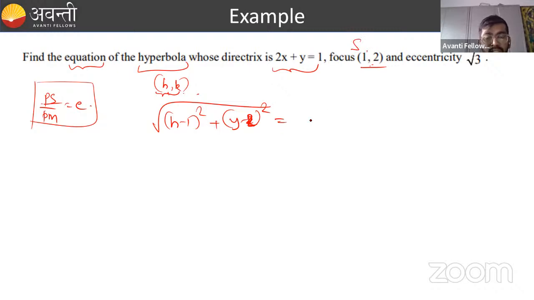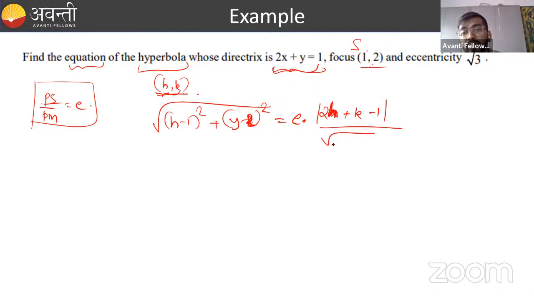Now this distance is equal to e times the distance of this h comma k from this particular line. The distance of that point h comma k from the line is given by mod of 2h plus k minus 1 upon under root of 2 square plus 1 square, right?